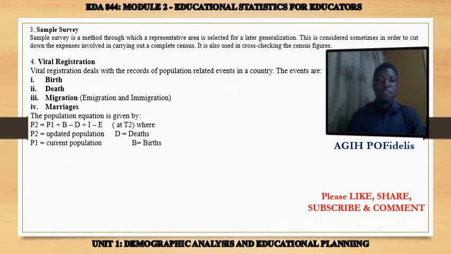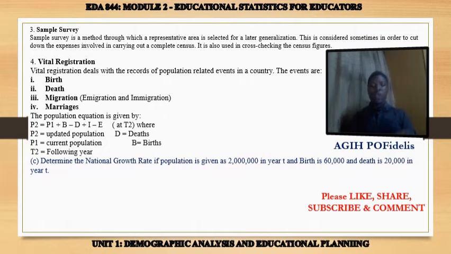So we have P2 being the updated population, D being deaths, P sub 1 the current population, and B being births, and T2 being the following year. Yeah, at T2, that is the following year. Let's quickly resolve this question. Determine the national growth rate if population is given as 2 million in a year T, that is the current year, and birth is 60,000, death is 20,000 in year T.